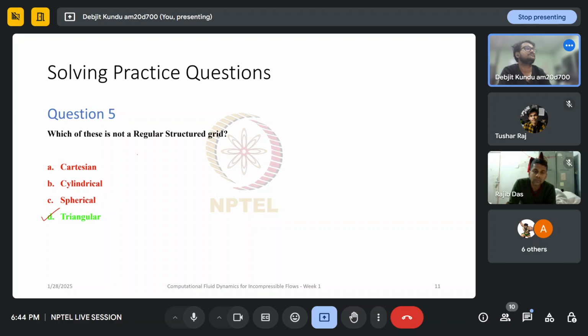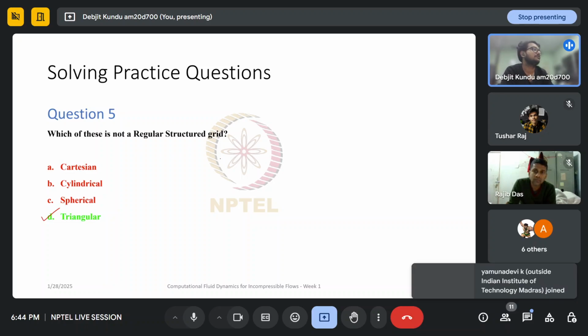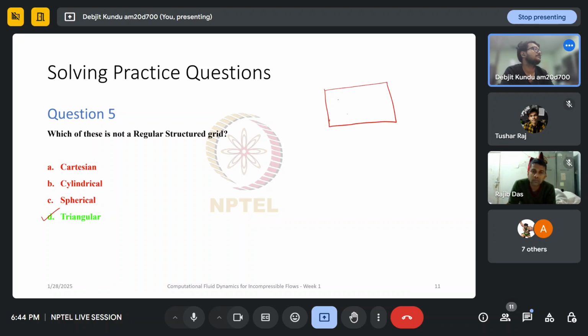So, a regular structured grid. Let's go through them one by one. Cartesian is this one, where we follow the standard Cartesian coordinate system of x, y, and z. For 2D, we will stick to x and y. And Cartesian grids look like this, basically rectangles. And we can have regular spacing and make it a structured grid. We can have irregular ones as well, but this is very easy to implement and think of.